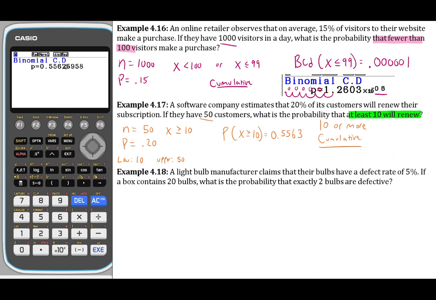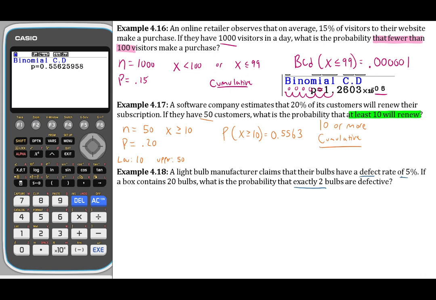All right, and one last example. It says a light bulb manufacturer claims that their light bulbs have a defect rate of 5%. If a box contains 20 bulbs, what is the probability that exactly 2 bulbs are defective? So this is a binomial probability again because we have only 2 outcomes. Either the light bulb is defective or not. We have a fixed number of trials. In this case, we have 20. And the probability of success, or the probability of a defect, is 5%.